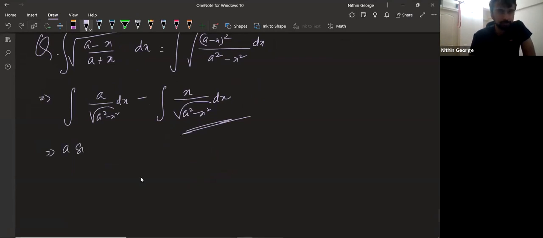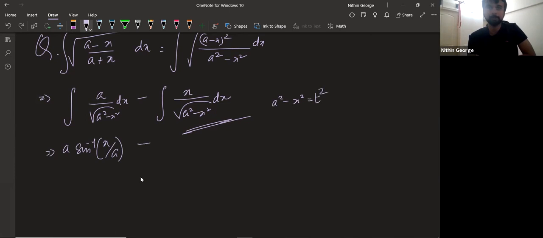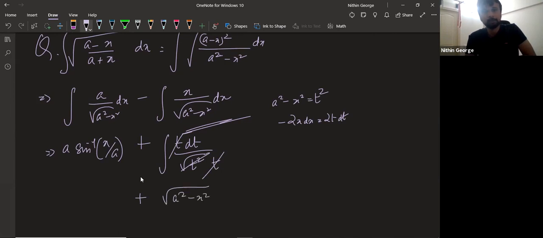The first part becomes a sine inverse x by a. The second part here, what do you do here? You take a square minus x square as t square, and you get minus 2x dx equal to 2t dt. So then x dx becomes minus t dt, and root of a square minus x square becomes root of t square, which is t. T and t cancel out. You get plus t here. And what is t? Root of a square minus x square plus c. Any doubts here, guys?